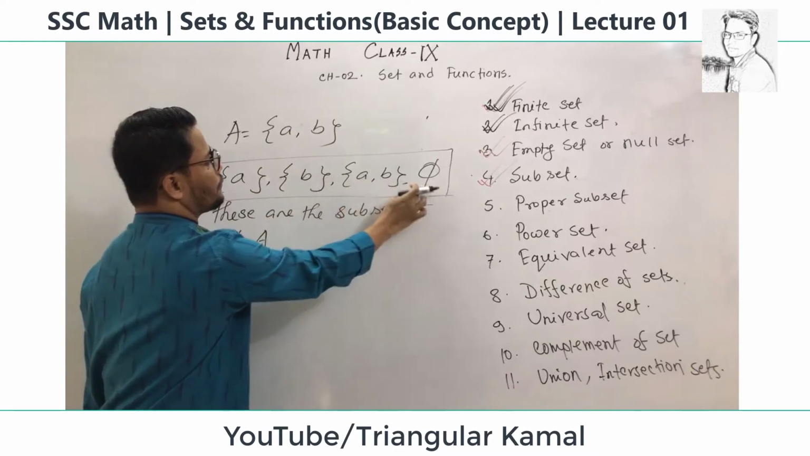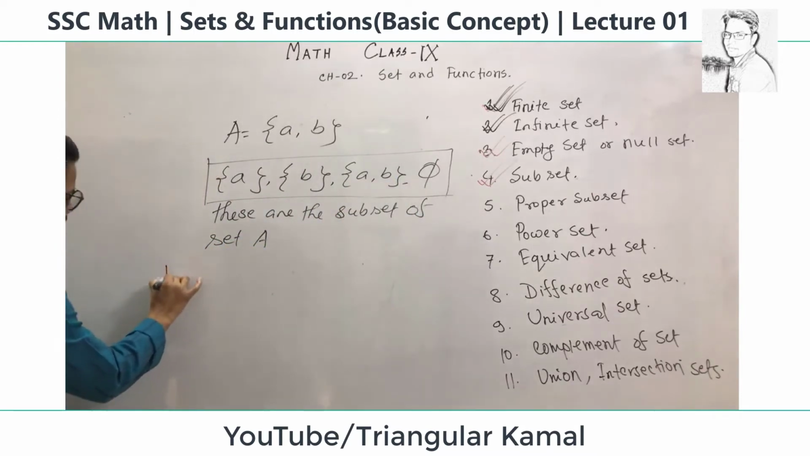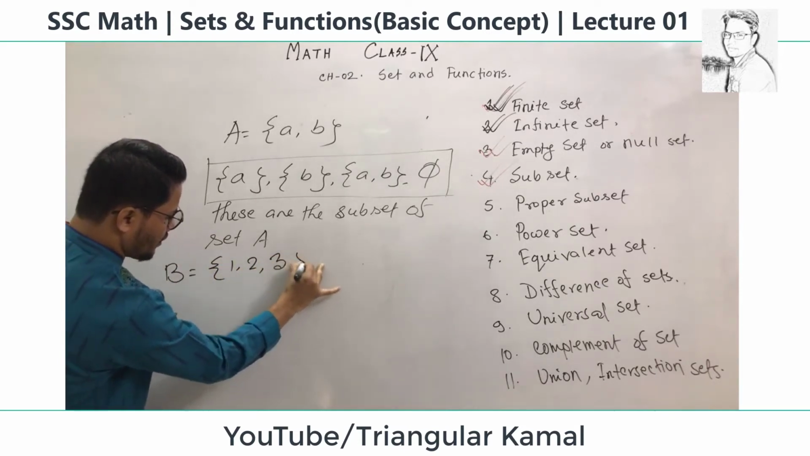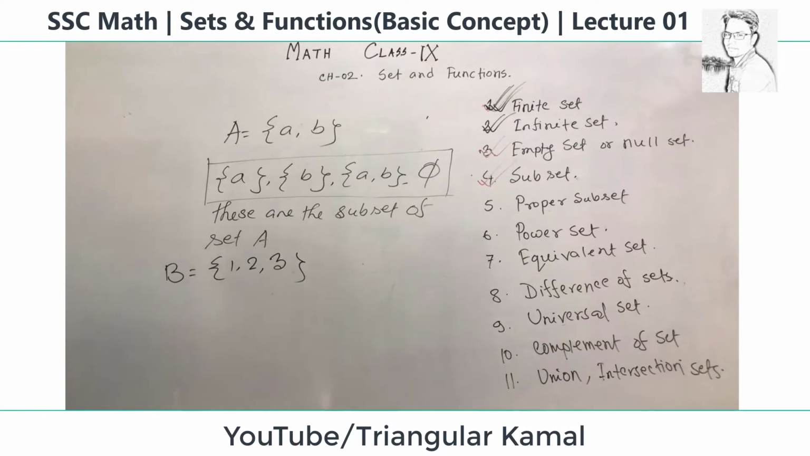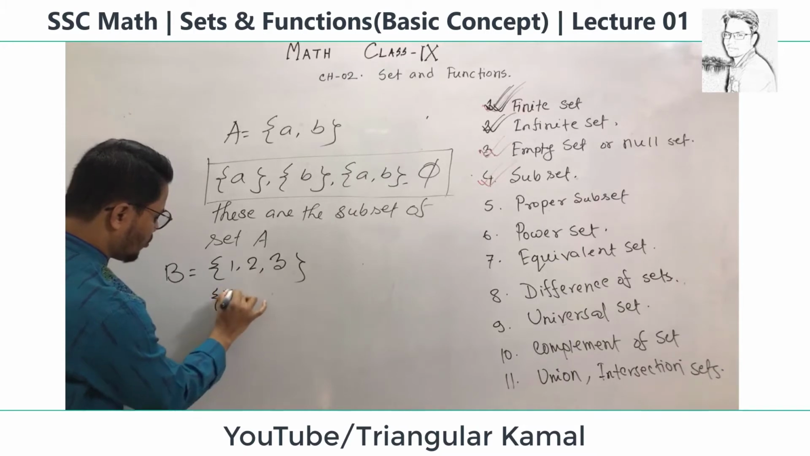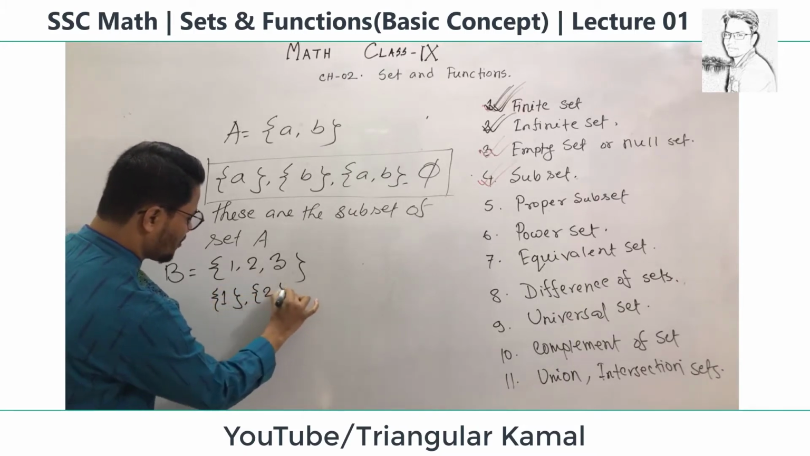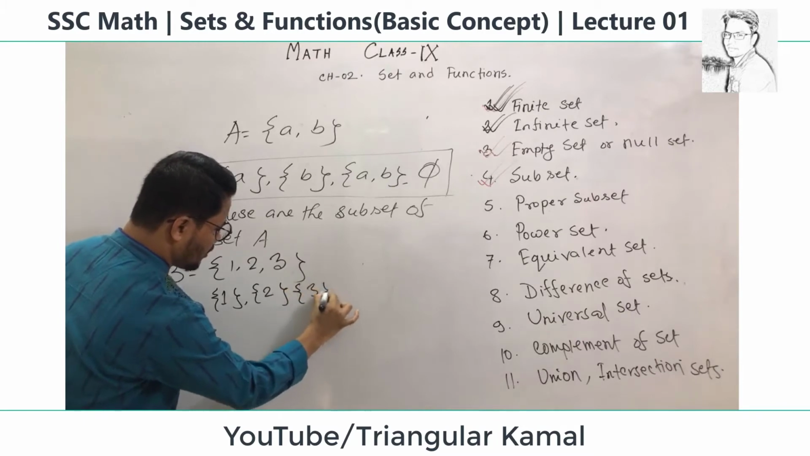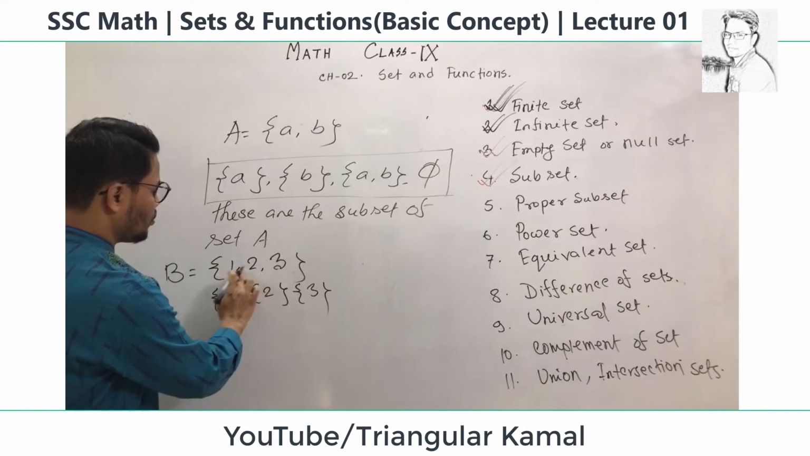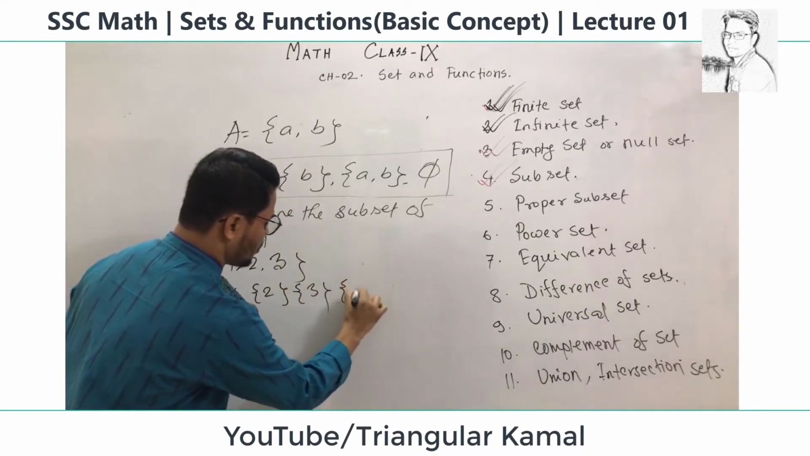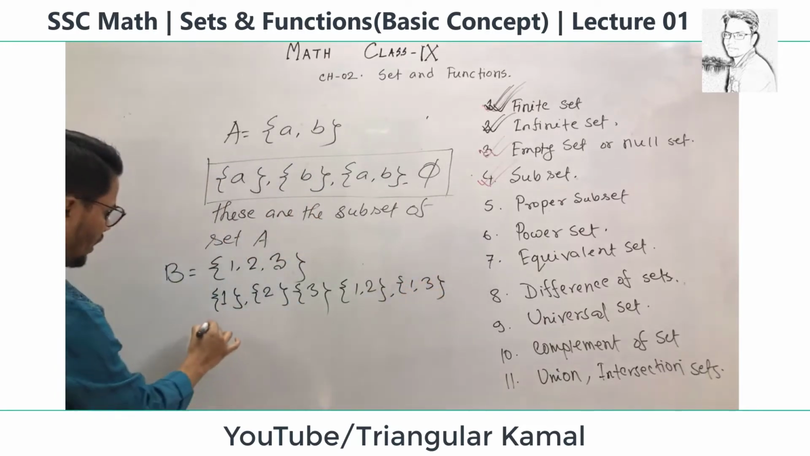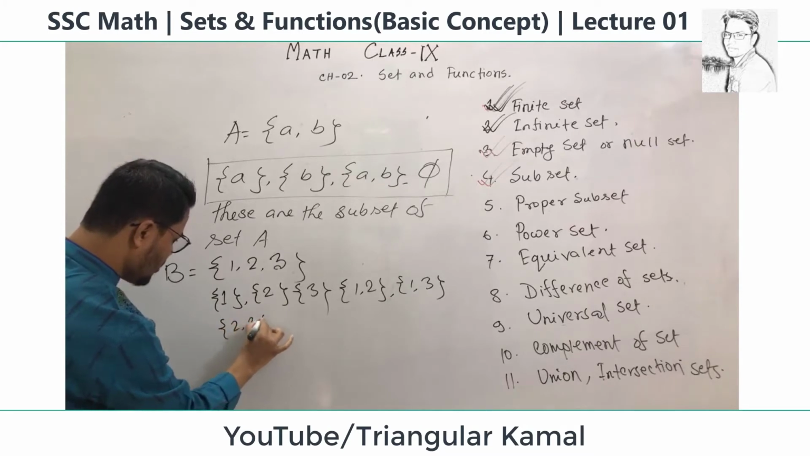How many subsets of set A? 1, 2, 3, 4. Now suppose B is another set whose elements are 1, 2, 3. The subsets: first, count the single elements: 1, then 2, the next one is 3. First we count separately. Now take 2 elements: 1, 2; 1, 3; 2, 3.